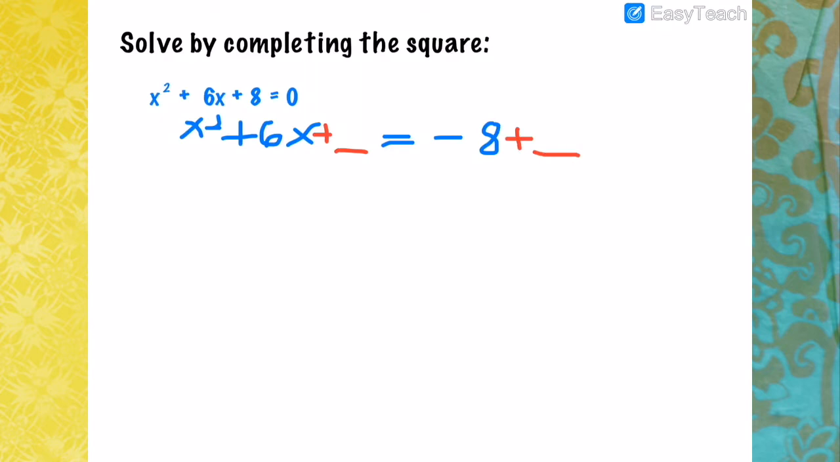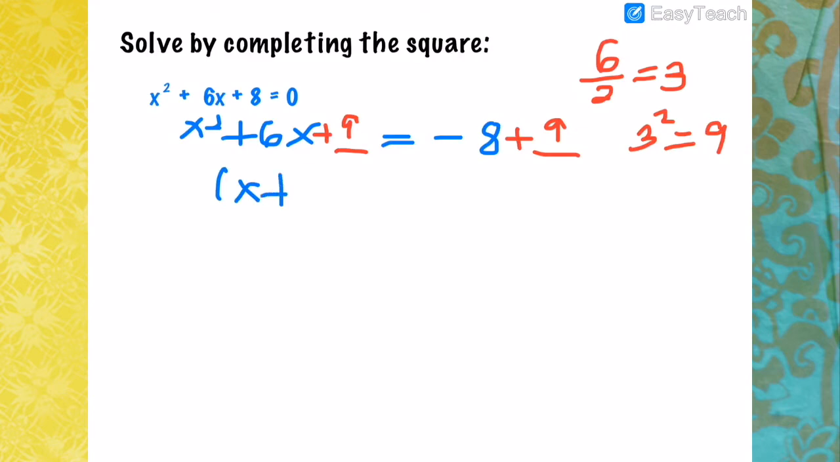The next step is to divide the middle term by 2. So we have 6 divided by 2 is 3. And then we square that answer. 3 squared is 9. Therefore, we will add 9 on both sides of the equation. The next step is to factor the left side of the equation. So we have (x + 3)², where you just need to copy the quotient, which is 3, equals −8 + 9, which is 1. The next step is to take the square root.